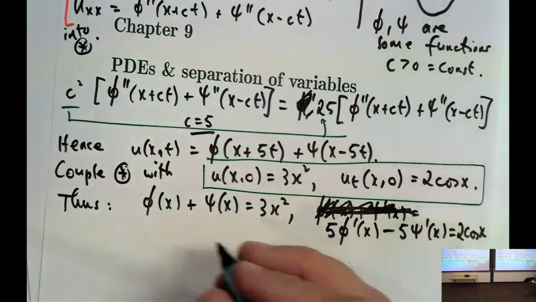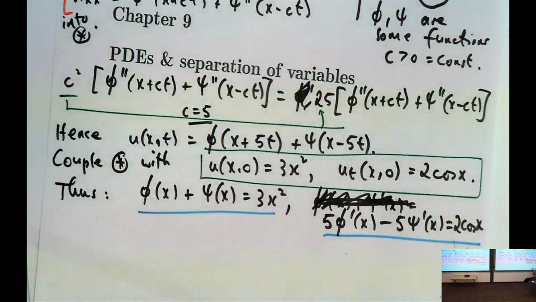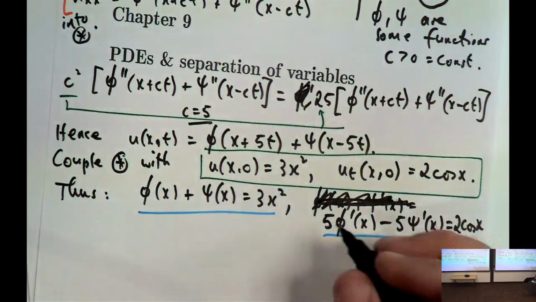Okay. So we've kind of got two simultaneous equations there. Kind of, except the second one has a derivative. So how can we get rid of the derivative? We could differentiate the first one, or we can integrate the second one. Let's be bold. Let's integrate the second one.